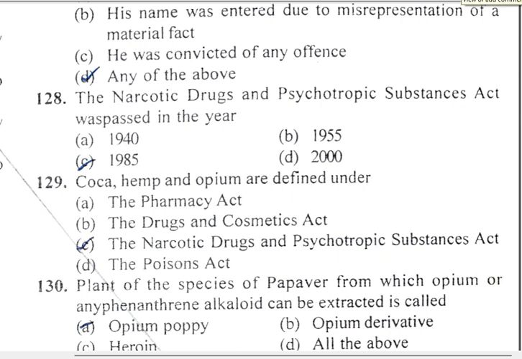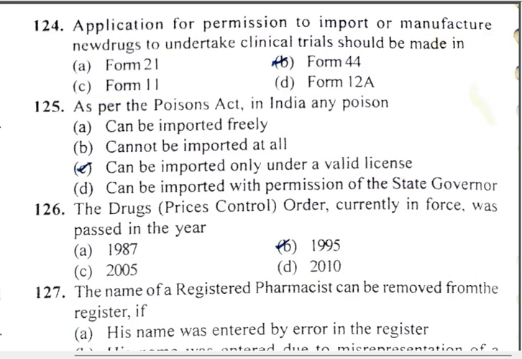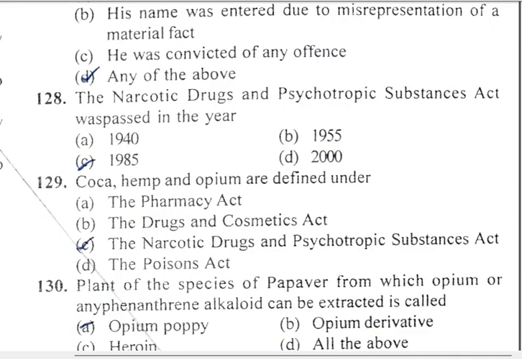if he was convicted of any offense, or his name was entered due to misrepresentation of a material fact, or his name was entered by error in the register. The Narcotic Drugs and Psychotropic Substances Act was passed in the year 1985. Coca, hemp, and opium are defined under the Narcotic Drugs and Psychotropic Substances Act.